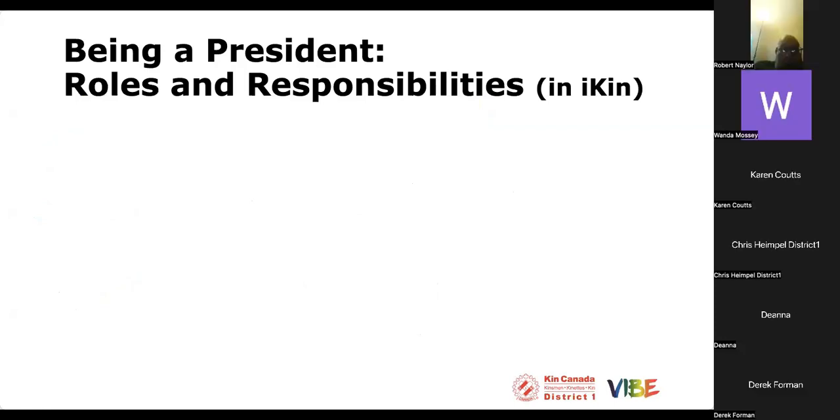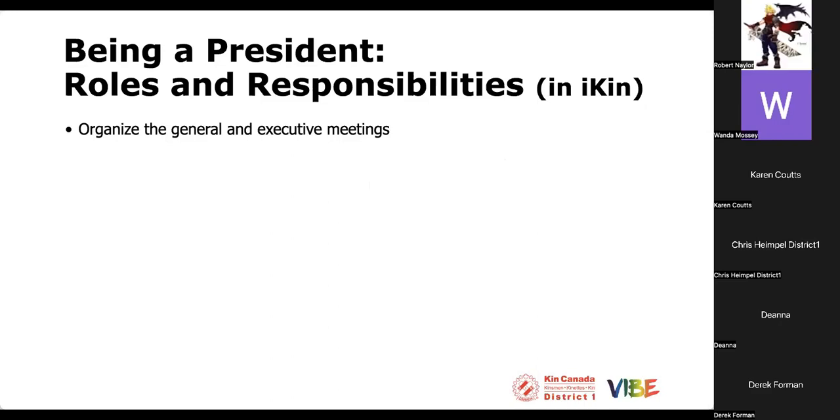So being a president, the roles and responsibilities, most of this you can find on ICANN. Very easy to do, through the national website, kincanada.ca. The biggest thing with your roles and responsibilities is make sure you organize your general and executive meetings. Not all clubs have executive meetings. It really depends on the club.